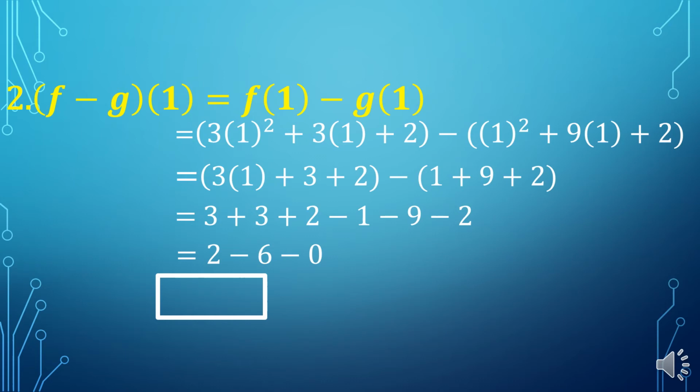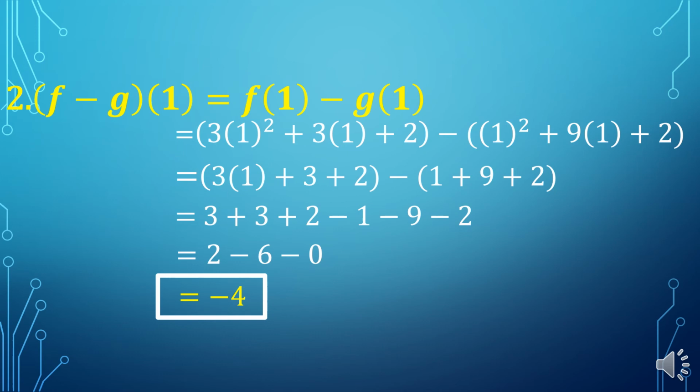1 minus g of 1, which is equal to 3 times 1 to the power of 2 plus 3 times 1 plus 2, minus 1 to the power of 2 plus 9 times 1 plus 2. 3 times 1 to the power of 2 is 3 times 1, plus 3 times 1, is equal to 3, copy positive 2. Minus 1 to the power of 2 is equal to 1, plus 9 times 1 is equal to 9, copy positive 2. 3 times 1 is equal to 3, bring down 3 and positive 2.